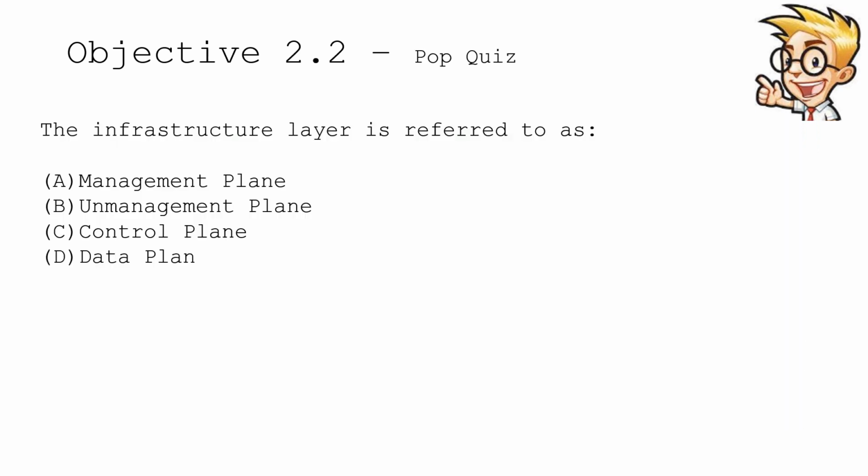And we're at the end. Okay, what is the infrastructure layer referred to? A, management plane, B, unmanagement plane, C, the control plane, or D, the data plane. So the infrastructure layer is the data plane, the physical layer.